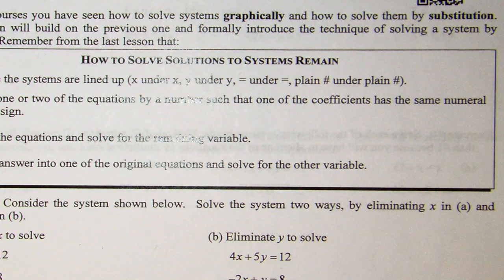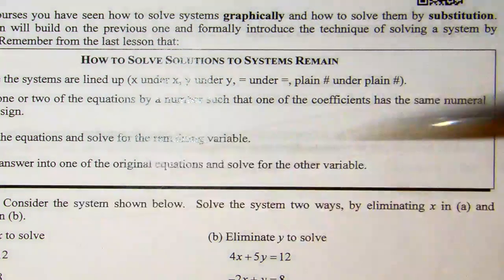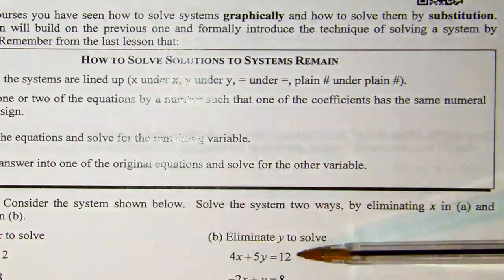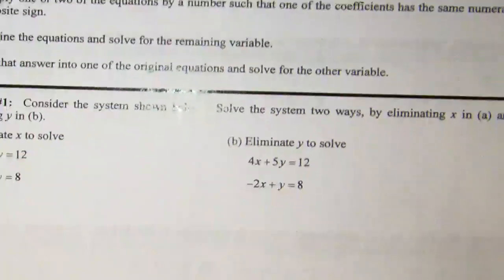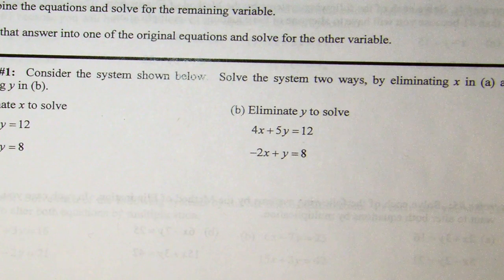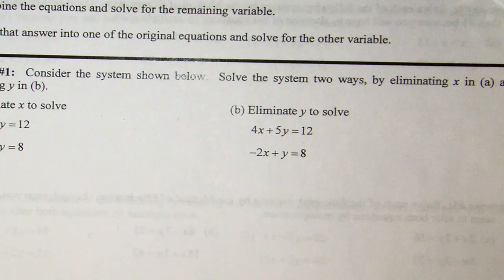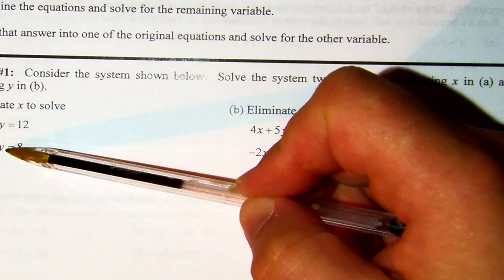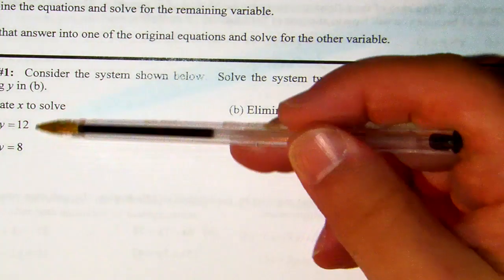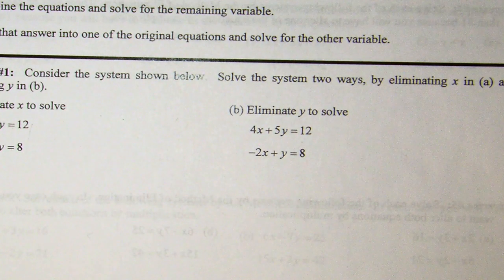So in exercise 1, it says, consider the system shown below. Solve the system two ways by eliminating x in A and eliminating y in B. So they give us the same two equations for both A and B, and they want us to solve. For this one, they want us to eliminate x. So step 1, we got to make sure everything's lined up, and I see everything lined up. My x's are lined up, my y's are lined up, my equals are lined up, plain numbers are lined up.